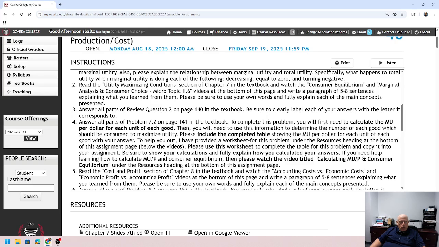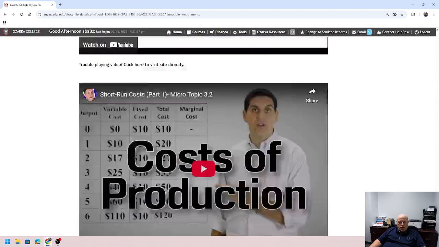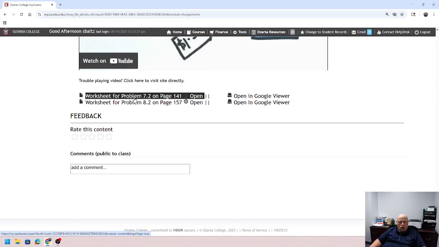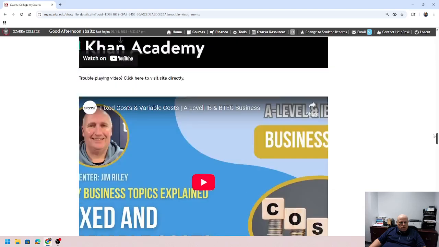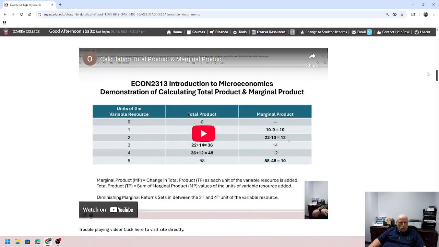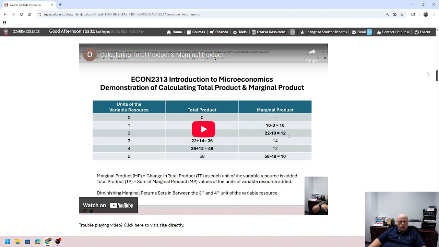On those problems from the textbook, for example, question 4, where you're answering problem 7.2 on page 141 in the textbook, it's going to have you calculate the marginal utility per dollar for each unit of each good, and I've included a table, just like I've done on some previous assignments. I've included a table down here at the bottom of the assignment page. Right down here, there's a worksheet for problem 7.2 where you're calculating marginal utility, and then there's also a worksheet for problem 8.2, where you're calculating total product and marginal product.